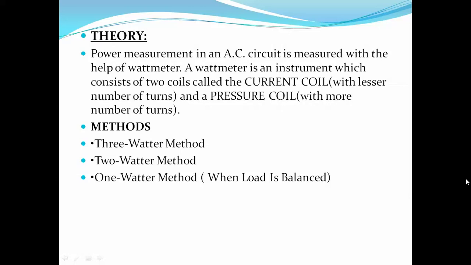1 wattmeter method is mainly used when the load is in balanced condition. The wattmeter is an instrument which consists of two coils: one is the current coil and another is the pressure coil. The current coil has fewer turns and is very thick, and the pressure coil has more turns and is a thin coil.